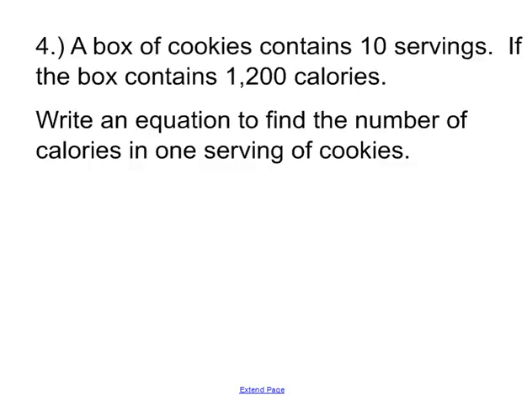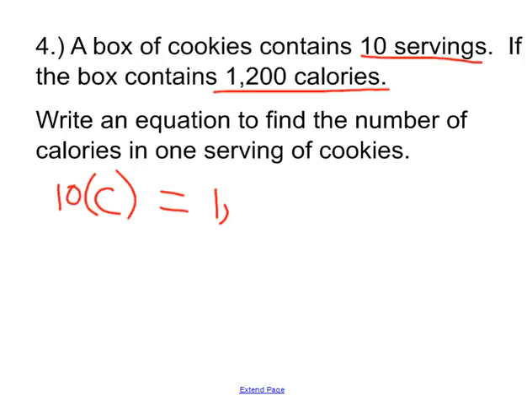A box of cookies contains 10 servings. If the box contains 1,200 calories, write an equation for the number of calories in one serving. It contains 10 servings, and there's 1,200 calories total in the box. I'm going to use the letter C for calories per serving. I'm going to take that times 10 because there are 10 servings in the box, and that's going to be equal to the total number of calories in the box, which is 1,200 calories.